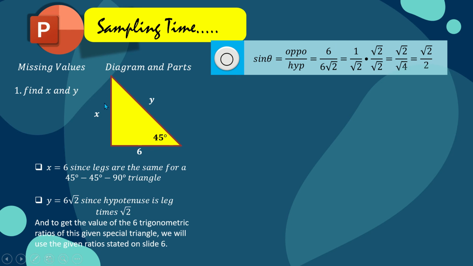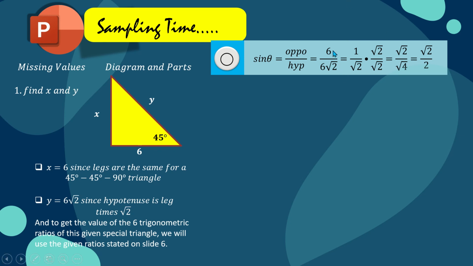Our x is 6. By solution, x is equal to 6 because the legs are the same. So, therefore, 6 over the hypotenuse, which is 6 square root of 2. We have solved for the leg and the hypotenuse. This is 6 and this is 6 square root of 2. So 6 over 6 square root of 2. So, do not wonder.